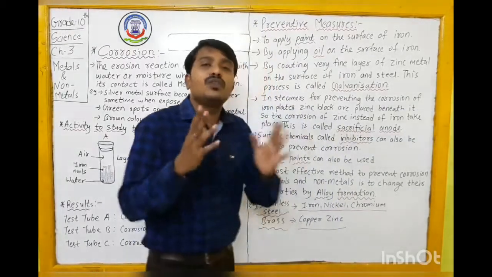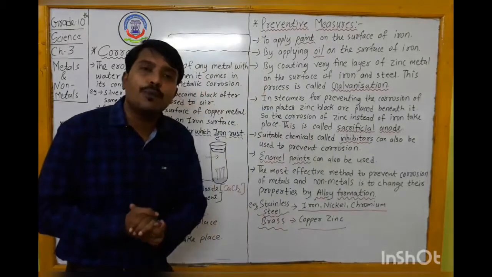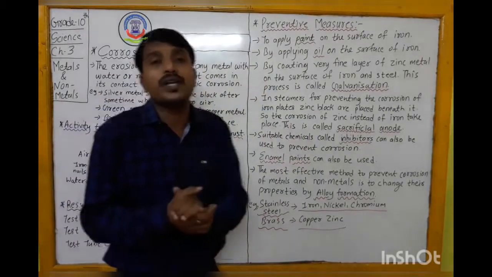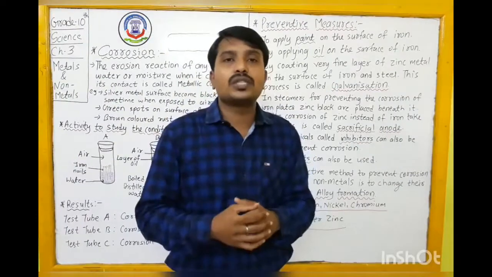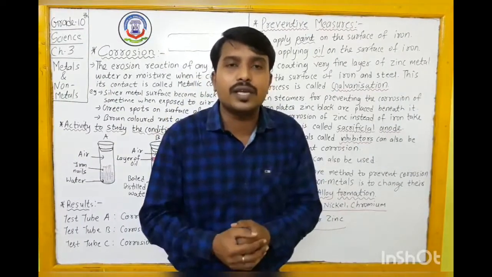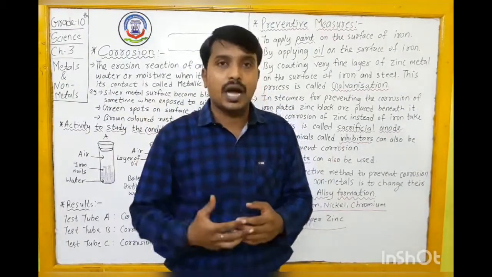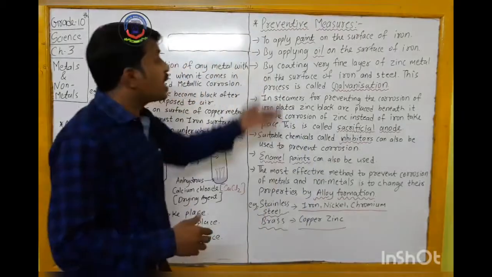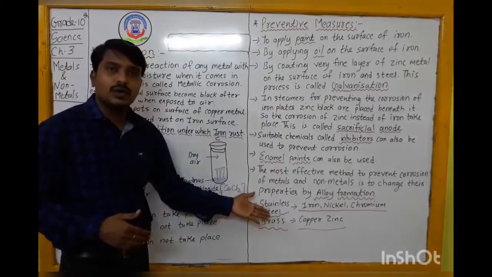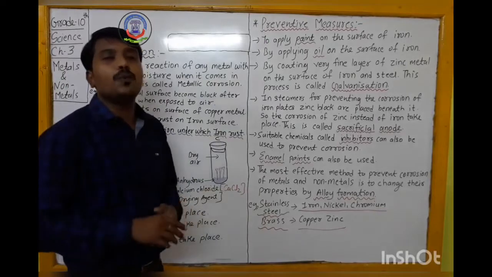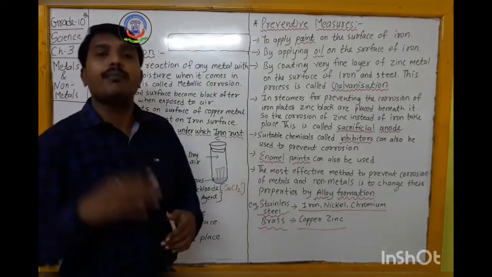Okay, now what you will do? Now what you will do to prevent this corrosion? How you will prevent any metallic surface or iron or any other metallic surface from getting corroded? आप कैसे बचाओगे उससे? So here are some preventive measures I have written on the whiteboard, which help you to prevent the corrosion taking place on any metallic surface.